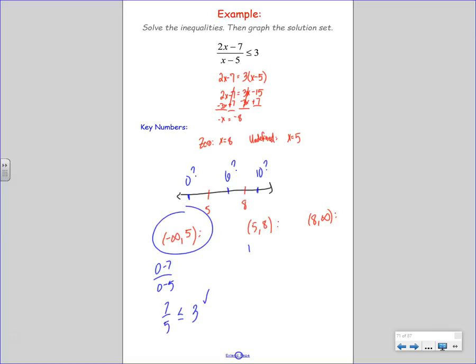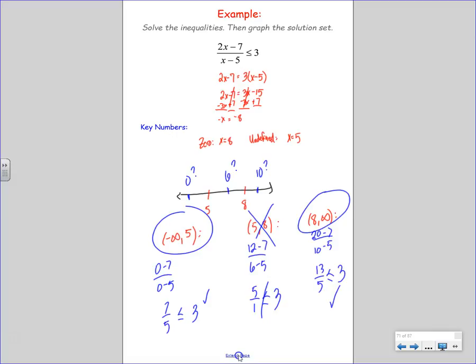If I plug in 6, that would be 12 minus 7 over 6 minus 5, which would be 5 over 1. Is that less than or equal to 3? If I plug in 10, 20 minus 7 over 10 minus 5, that'd be 13 over 5. Is that less than or equal to 3? Yeah. 2 3/5.